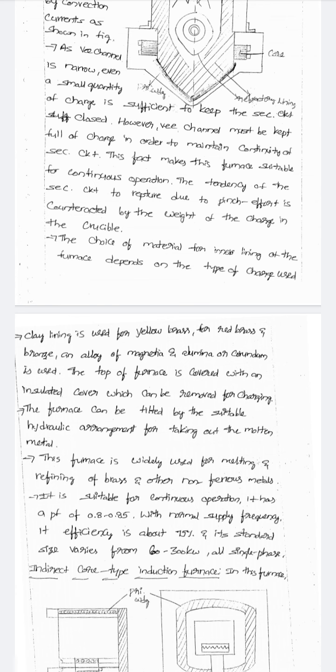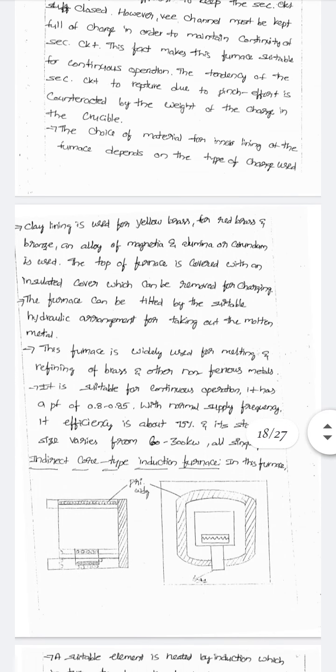Now the choice of metal for the inner rings of the furnace depends upon the type of charge used. Based upon the charge particles, we have to decide whether the material is sufficient. Next, the furnace can be fitted with a suitable hydraulic arrangement for taking out the molten metal. This is very important.